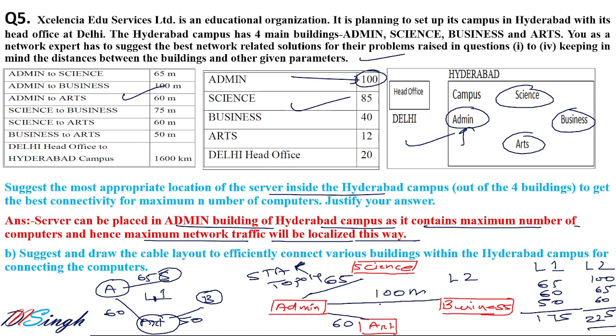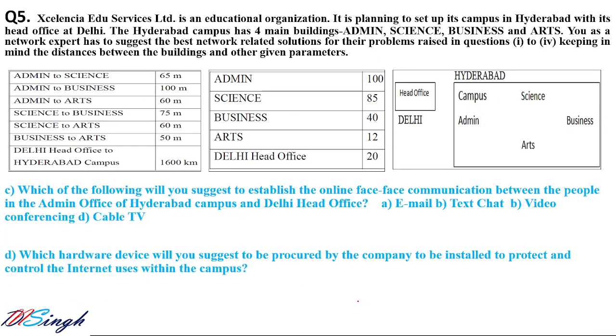Fine, we can make both the layouts, but while writing about the repeater, we can say a repeater is required for layout 2 between the admin and business block, because the distance between admin and business block is 100 meters. So here you require a repeater to be placed to regenerate the signal as the distance is more. Let us move to the next questions.